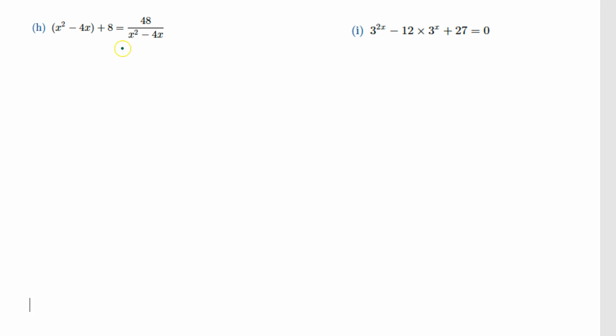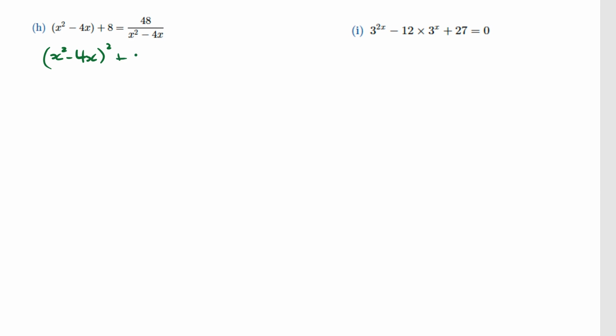Now for this next one, our first thought has to be, I can't just straight away look at that and see how the quadratic will form. Well, I can, but we need practice. So if I multiply right through by x squared minus 4x, because I don't like fractions, then I'll get x squared minus 4x all squared plus 8 times x squared minus 4x equals 48.